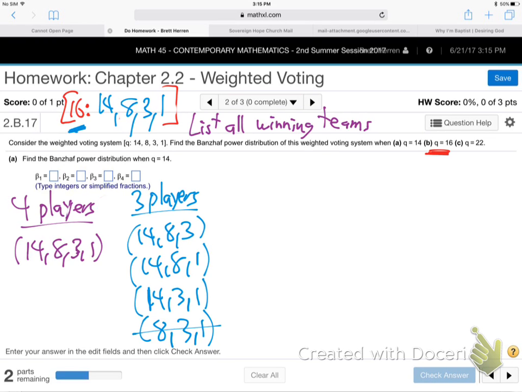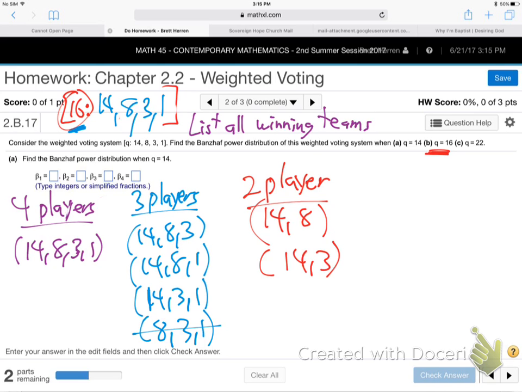Now, let's do the two-player teams. To make 16 total, there's only the 14 and 8, that's 16 or more, and the 14 and 3, that's 16 or more. No other two-player teams are going to do it, and there's no one-player team. So that's all the winning coalitions.